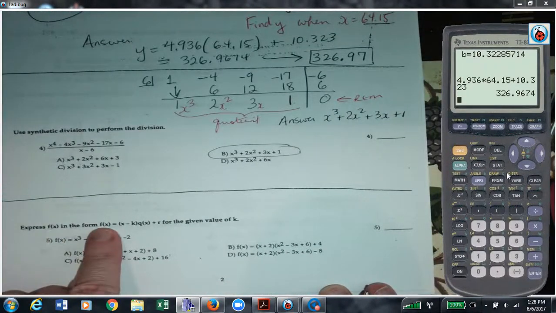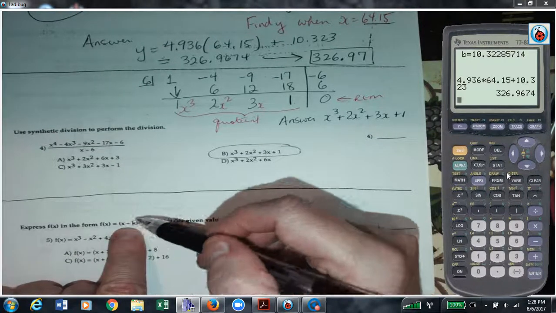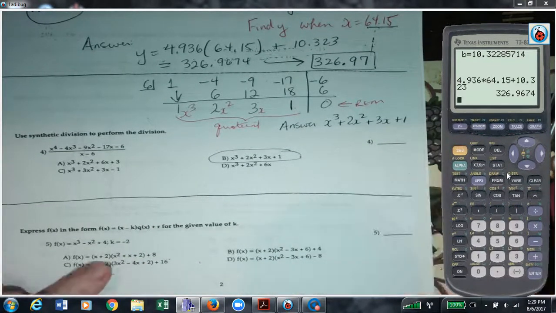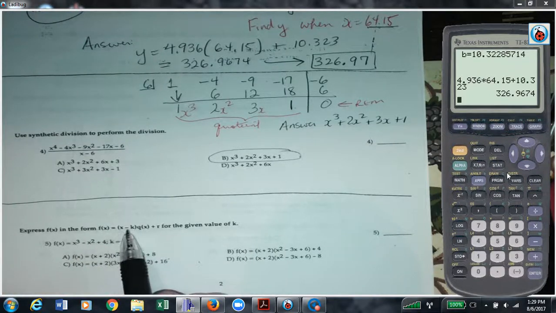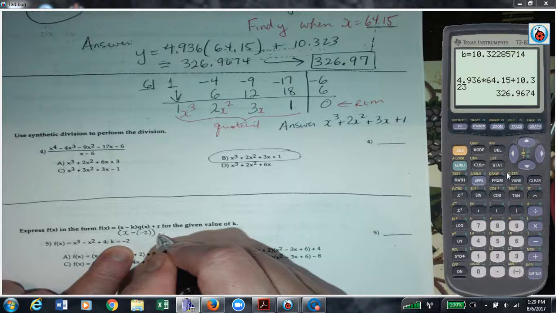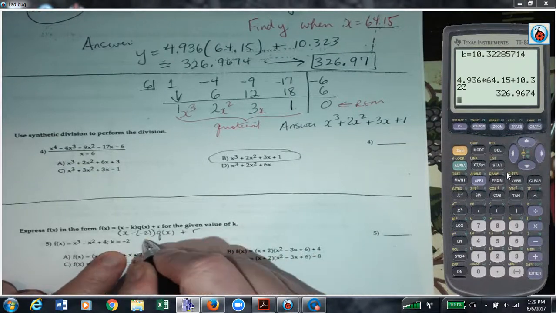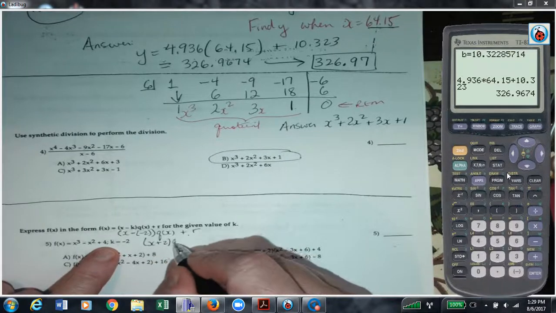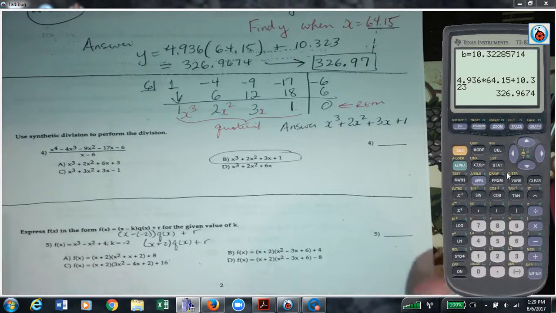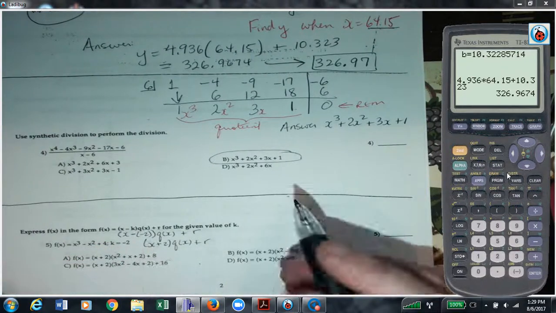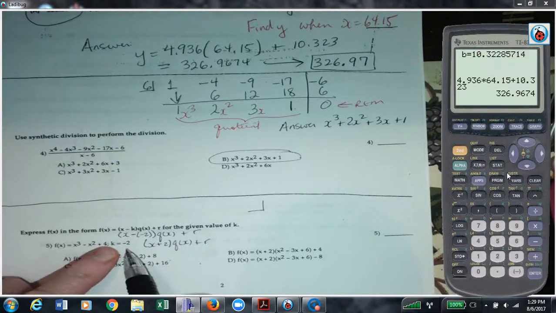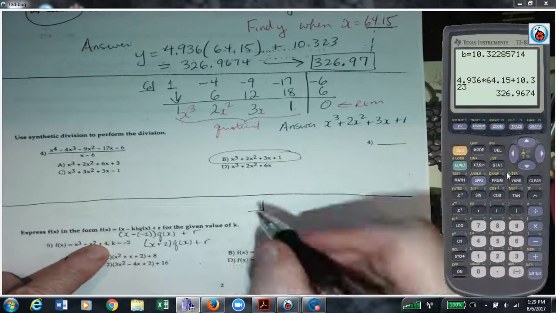Okay, express f of x in the form as x minus k, so that's divisor times quotient plus remainder. So it's x minus k, so that's going to be x minus negative 2 times q of x plus r. So that's going to be x plus 2 times q of x, the quotient, plus r. Okay, so that's what we're going to look for, and that's what we have in all of those. So I'm not able to eliminate anything yet. So it's x minus k is what goes into the box, and k goes in the box, and so k is negative 2.